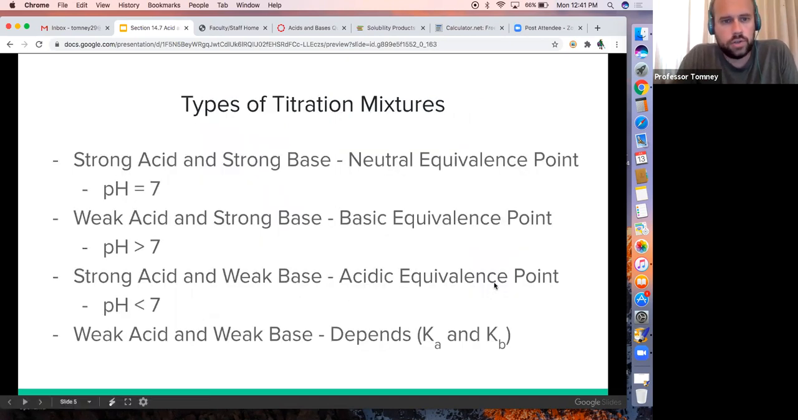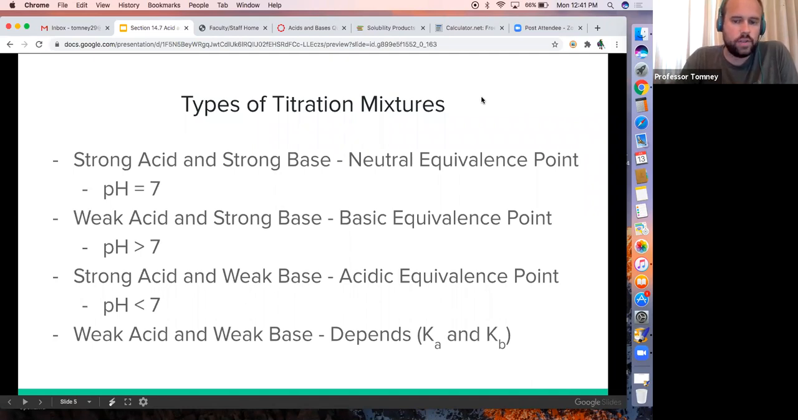All right, so just to reiterate this and the different varieties we can have. A strong acid and a strong base, when they hit their equivalence point, will have a pH of 7. A weak acid and a strong base are going to have a basic equivalence point. The pH will be slightly above 7. When you have a strong acid and a weak base being mixed together, the acidic equivalence point is going to be slightly below 7. And then the one that really can be up in the air is if you have a weak acid and a weak base being titrated together.